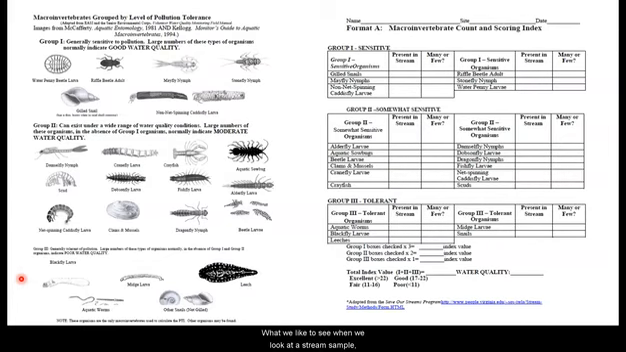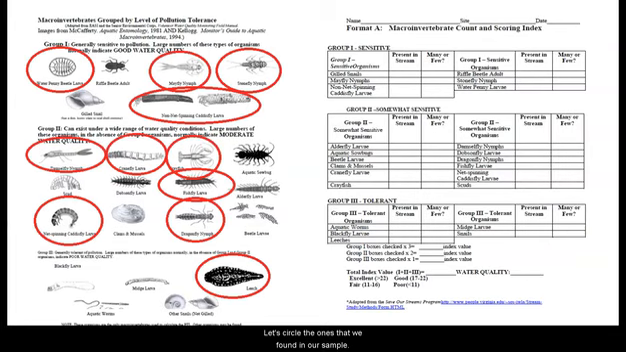But what we like to see when we look at a stream sample is we like to see a good variety of organisms. Let's circle the ones that we found in our sample. Our next step is to transfer these to our data table that you see on the right-hand side of the screen. You should have a copy of the same data table. The group 1 organisms are in the top part, and they are in table number 1 up top here. Group 2 in the center, and they belong in the center data table, and group 3 at the bottom, our pollution tolerant, belong down here at the bottom.